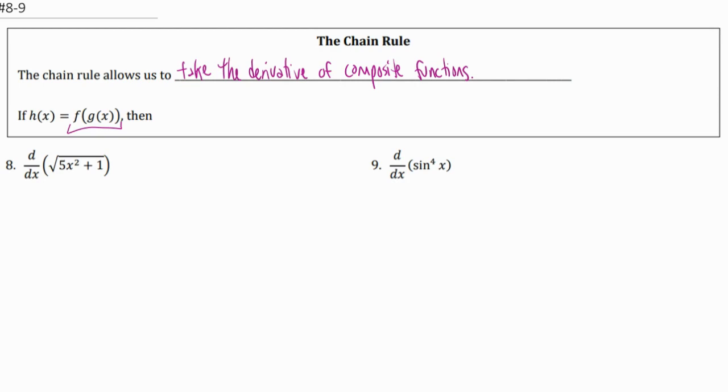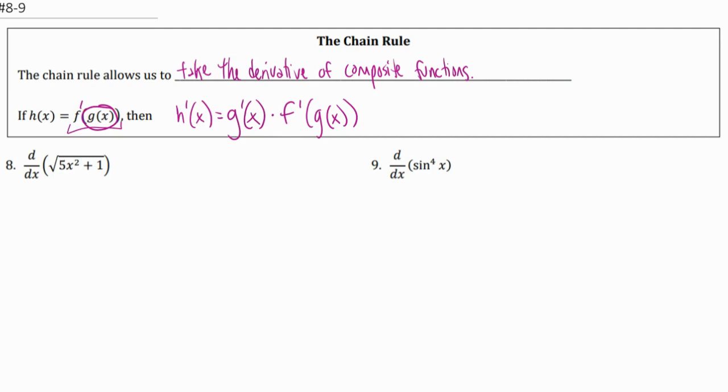So if you have h equals f of g, remember this is not f times g, this is f of g, then h prime is equal to, and this is what you're going to do. You're going to take the derivative of the inside, and you're going to multiply it by the derivative of the outside with the inside still plugged in. So derivative of the inside times the derivative of the outside with the inside still plugged in.